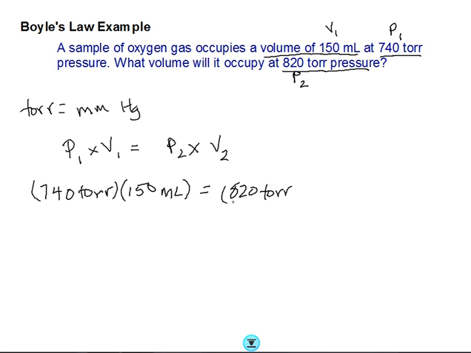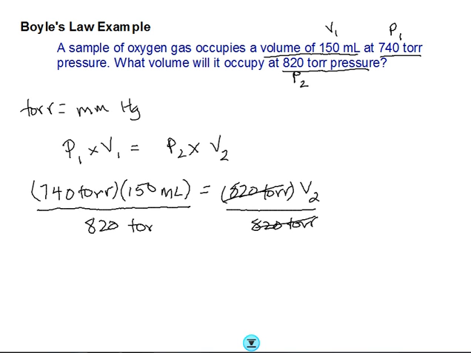And P2 is 820 torr, and you multiply that by V2. That's what we're solving for. So now you just say, well, how do I solve for V2? Well, you divide both sides by 820 torr, and that cancels out on the right-hand side. And you divide the left side by 820 torr. We're basically solving a one variable equation here. It's just like 7th grade math.